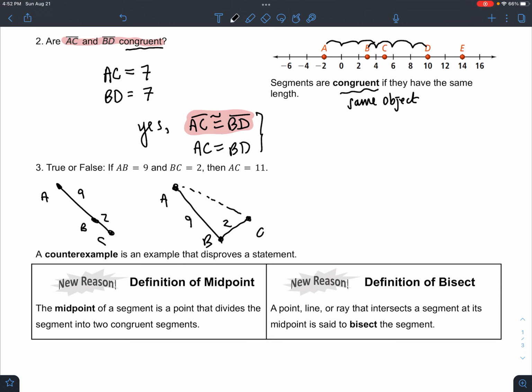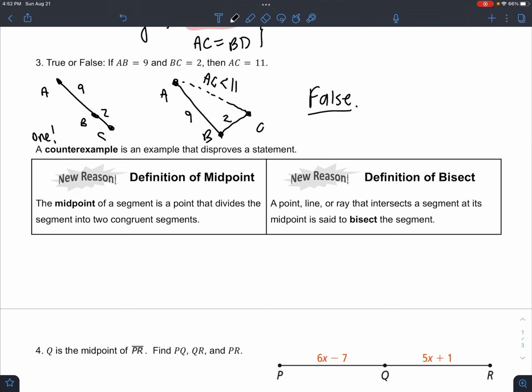I think that this distance here, the length, would be AC. That looks like a little bit of a shortcut, right? So I would argue that that's probably less than 11. So the statement's false. And down here, we drew a picture. That's enough. We drew a picture, and it's a counter example, which means that it disproves the statement. And you only need one. Okay?